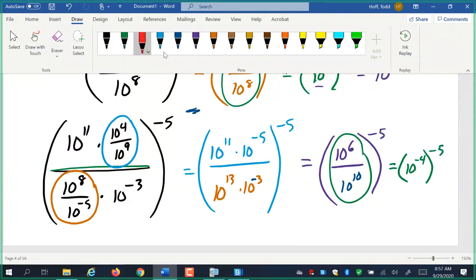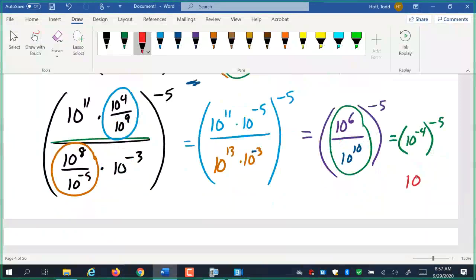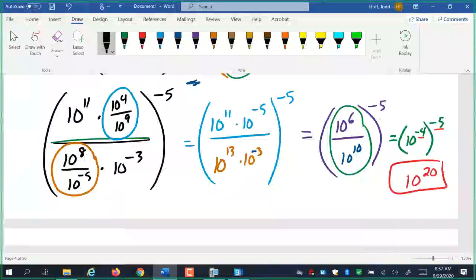And now I just have to take that to the power of the negative 5. 10 to the negative 4 to the power of negative 5. I multiply powers. Negative 4 times negative 5 is a positive 20. There are a lot of those in the homework. Make sure you do plenty of examples of those.